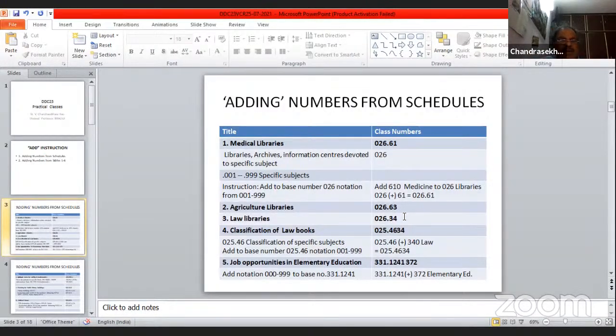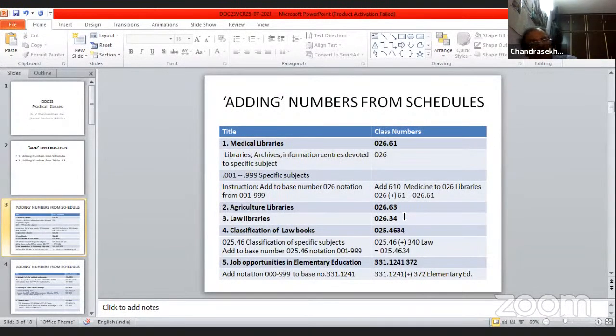So here, what is the law? What type of books are we classifying here? We have taken the classification number first, then we have to take the law number. What is the number for law? 340. So 025.46, then 340. The last 0 has no meaning, so I have omitted it and taken only 34. Here also a wide range of numbers are there from 001 to 999, so any number you can take.